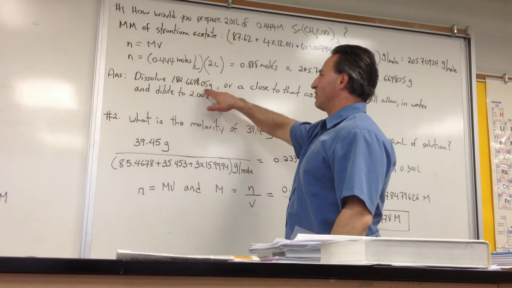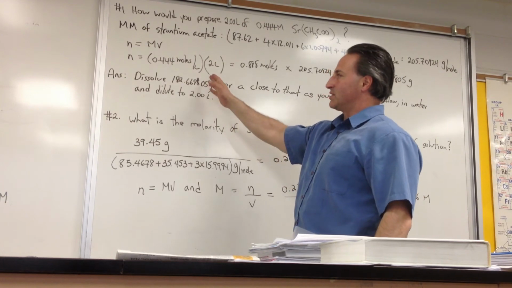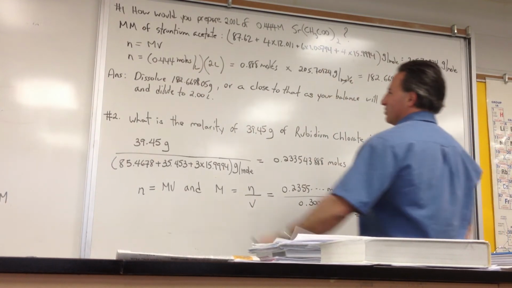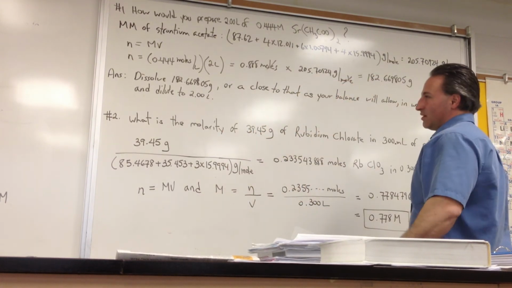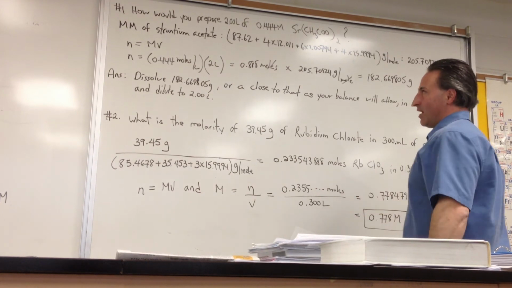Obviously, most balances will never reach that level of accuracy, so you would round off according to where your balance's accuracy gave out. There's no reason to introduce extra error, and in some cases it might not be that you need a solution that was that accurate, so you might be able to just say 183 grams if you needed something around that concentration.